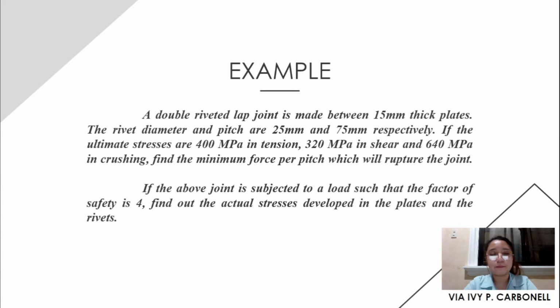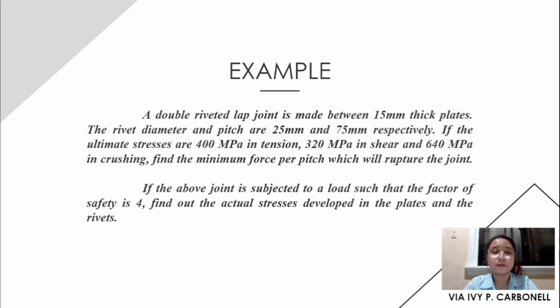Let's move on to the example para mas maintindihan natin. A double riveted lap joint is made between 15 mm thickness plates. The rivet diameter and pitch are 25 mm and 75 mm respectively. If the ultimate stresses are 400 megapascal in tension, 320 megapascal in shear, and 640 megapascal in crushing, find the minimum force per pitch which will rupture the joint.